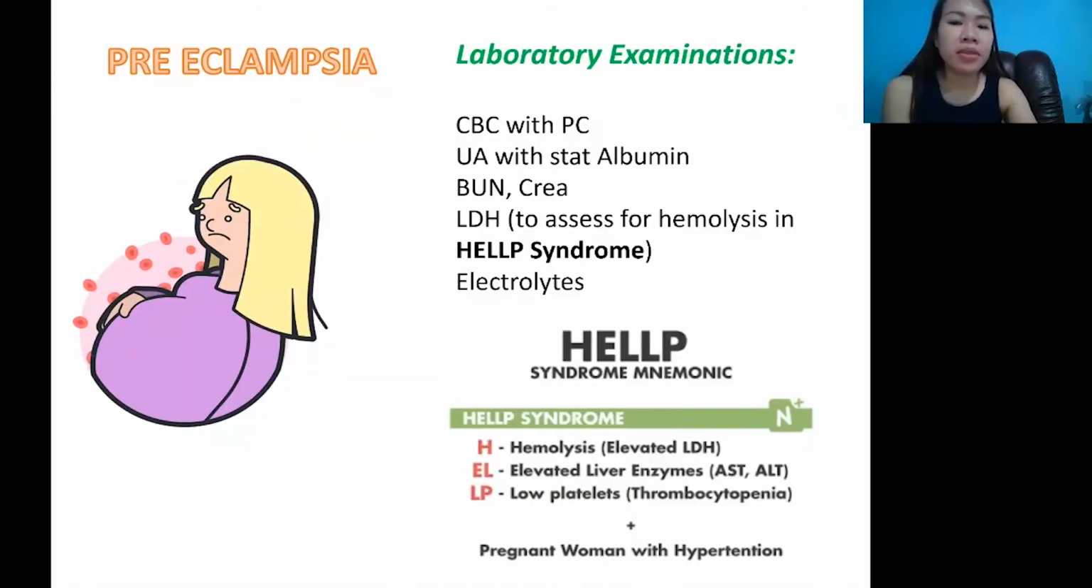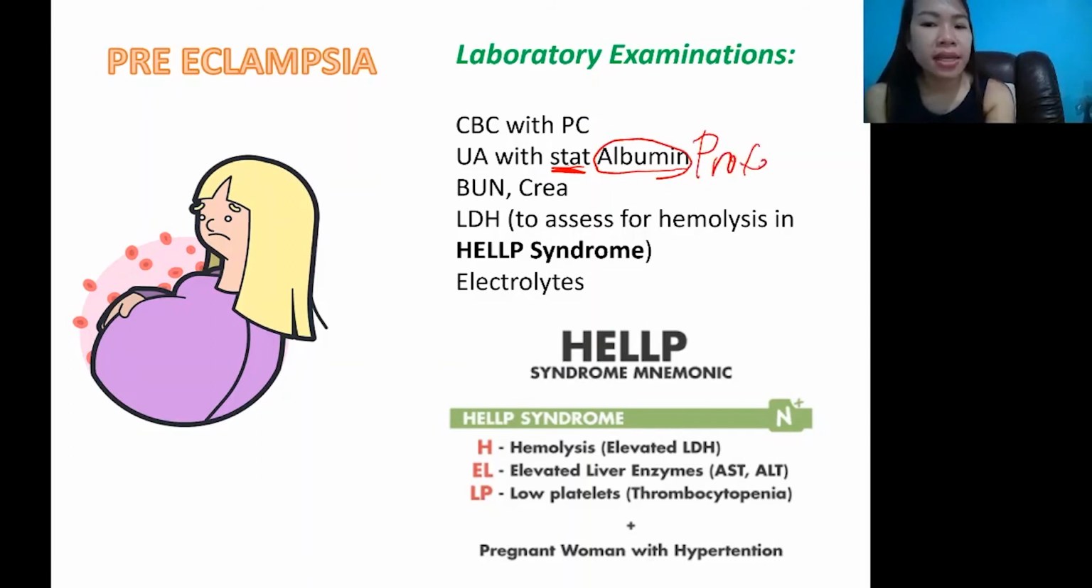So for the preeclampsia, we have laboratory examinations. Ano ba yung mga ino-order natin? Okay? So we have CBC with platelet count. Dito natin makikita if nagkakaroon ng thrombocytopenia ang patient. Pangalawa, we have urinalysis with stat albumin. Ano ba ang albumin? Pag sinabing stat class, ibig sabihin, gusto ng doktor na agad-agad may resulta. Ang albumin is a type of protein. Okay, di ba nga sabi natin, tinitignan natin kung may protein sa ihi. So albumin is a type of protein.